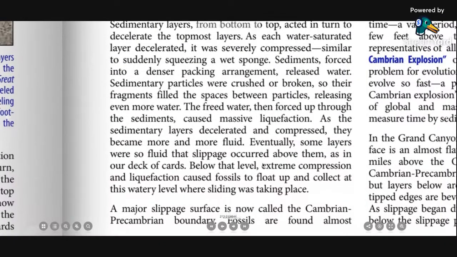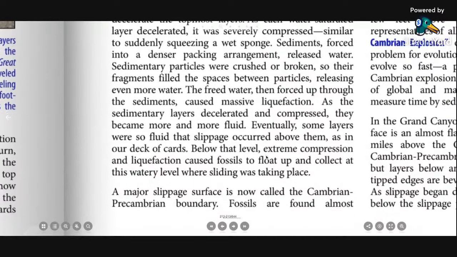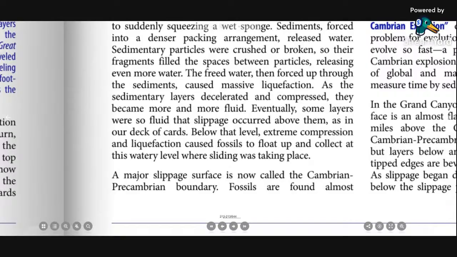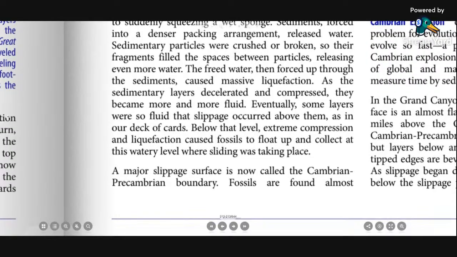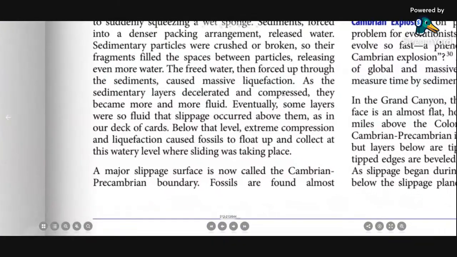The freed water, forced up through the sediments, caused massive liquefaction. As the sedimentary layers decelerated and compressed, they became more and more fluid. Eventually, some layers were so fluid that slippage occurred above them, as in our deck of cards. Below that level, extreme compression and liquefaction caused fossils to float up and collect at this watery level where sliding was taking place. A major slippage surface is called the Cambrian-Precambrian boundary.